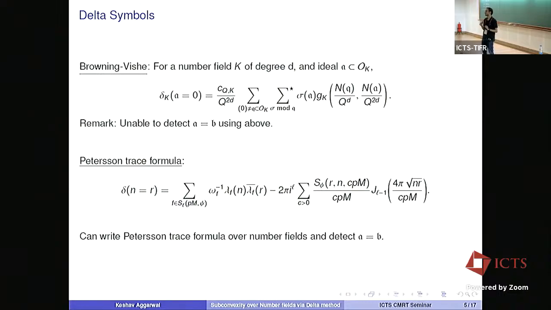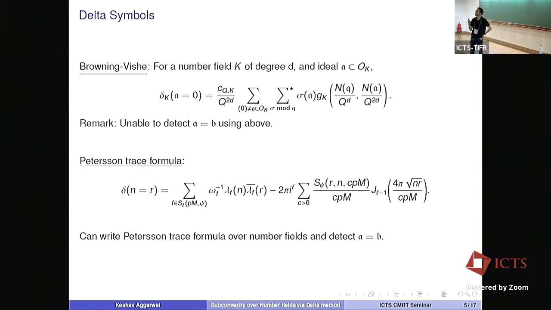So now we have a very nice and powerful delta method because of Tim Browning and Pankaj Vishe. They looked at the DFI delta method and boosted it to the number field setting. So here the sigmas are the additive characters. Again, this g_k is your weight function. And again, the point is that the number of these frequencies that you need are q squared many.